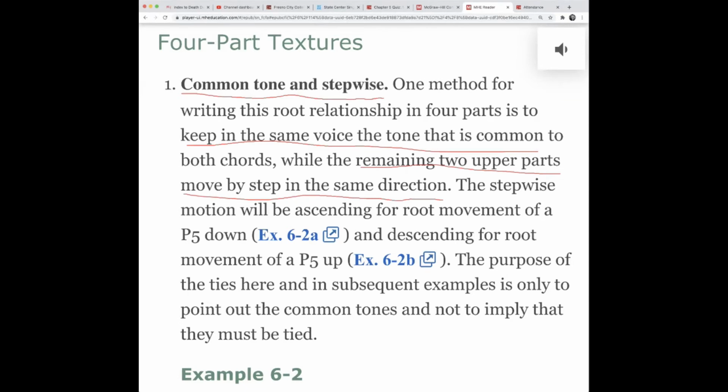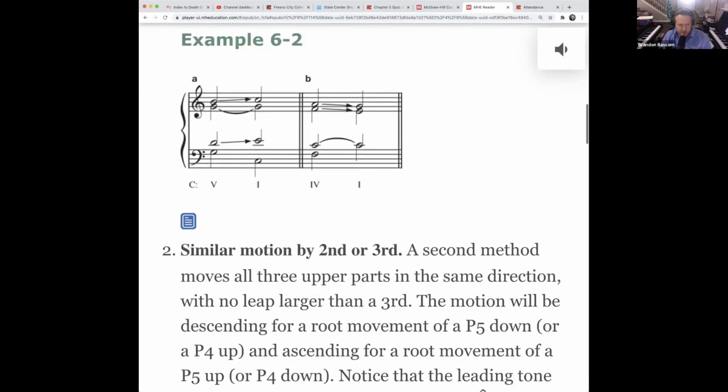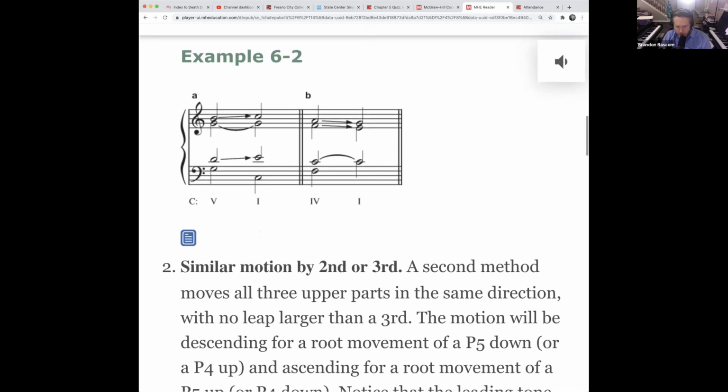The stepwise motion will be ascending for root movement of a perfect fifth down and descending for root movement of a perfect fifth up. The purpose of the ties in the examples that they show next is to point out the common tones and not to imply that they have to be tied. So let's see that in action. Here we go. Example 6-2. We have a common note between both chords, and that common note is this G, which they've marked with a tie.